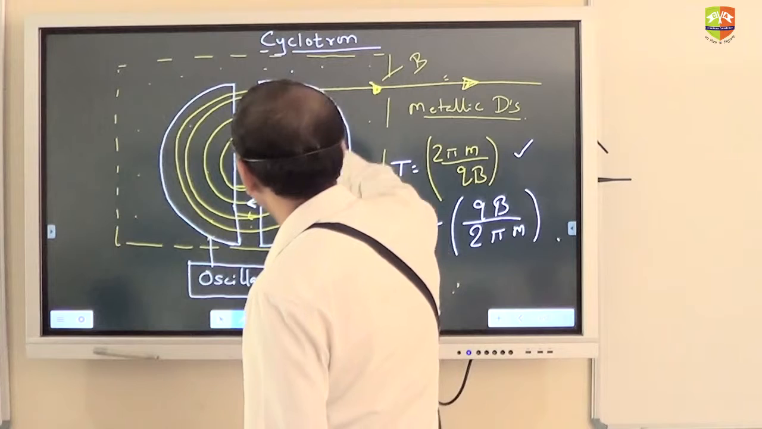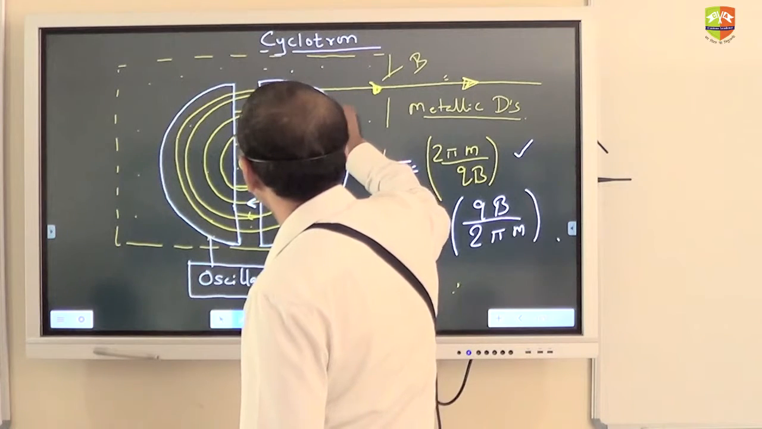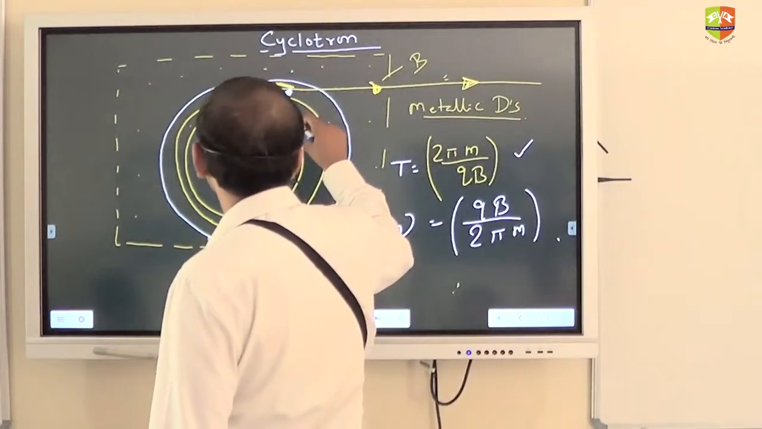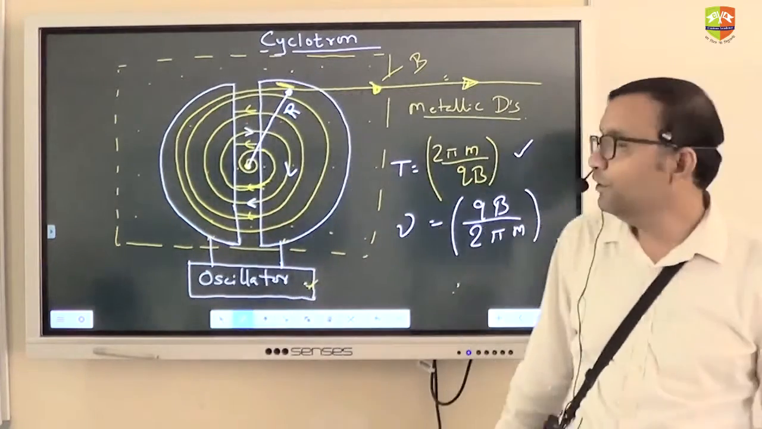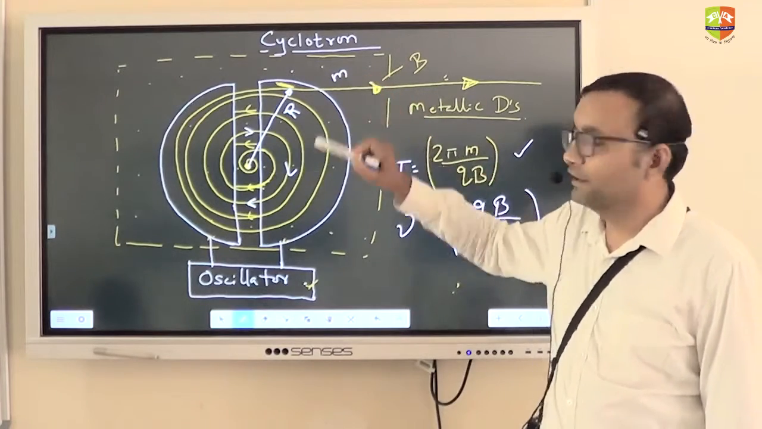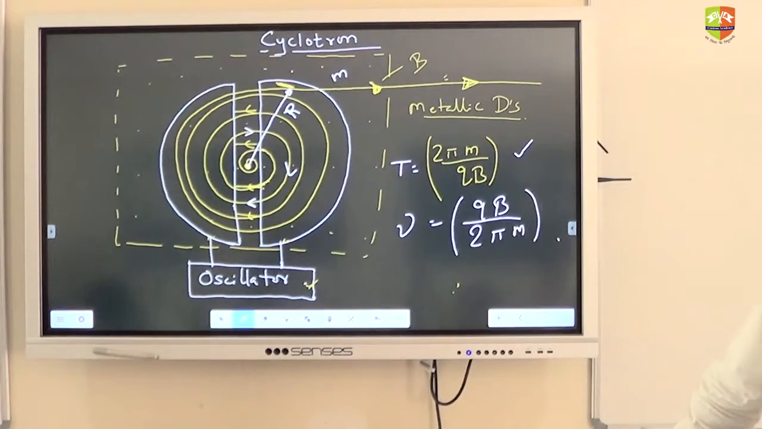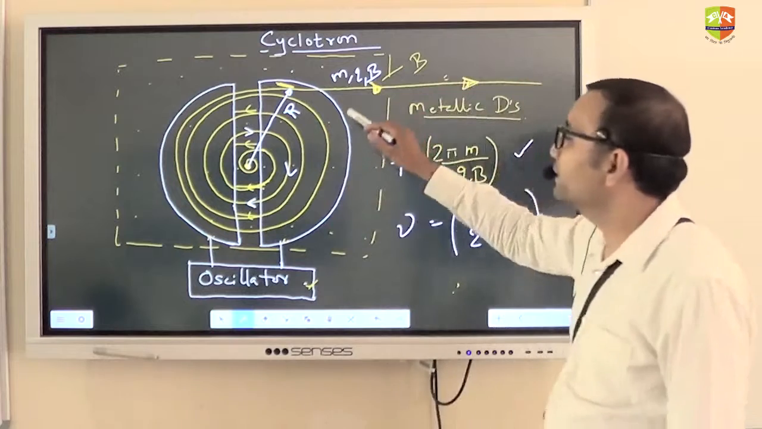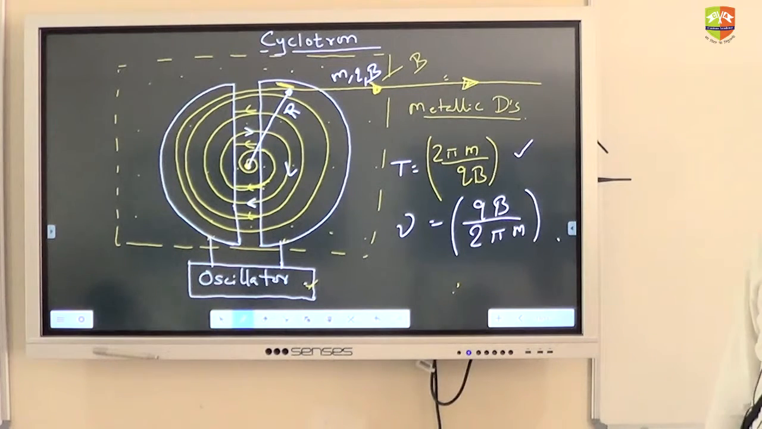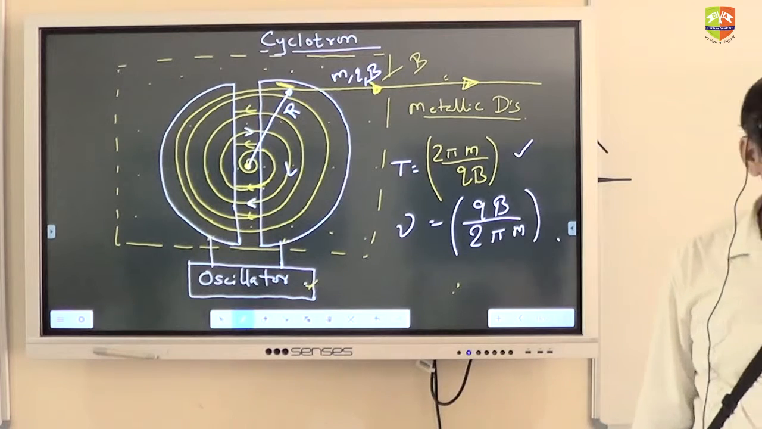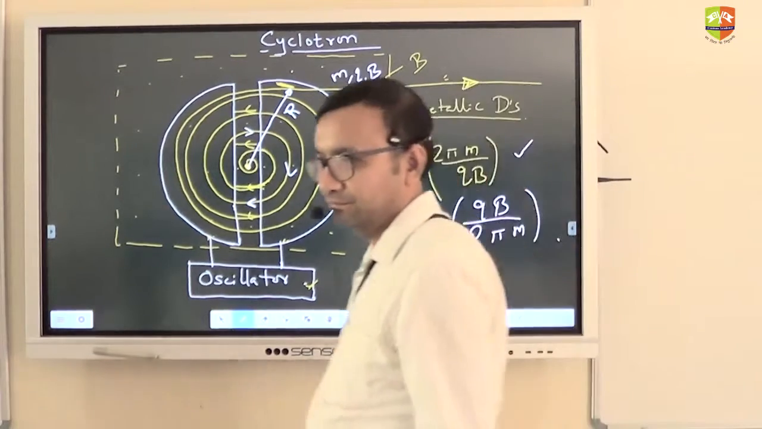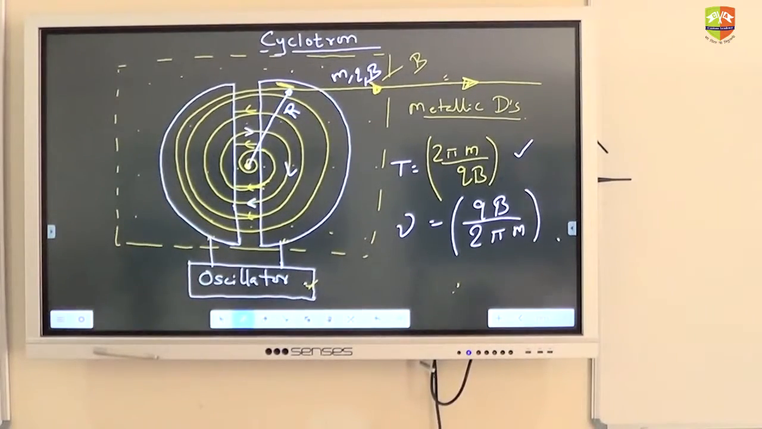Suppose the radius of the D is R. Okay? The radius of the D is R. Can you find out, if mass m is given, and what else? Mass m is there, q is there, and the magnetic field is given. Can you find its maximum possible kinetic energy when it comes out? Try doing it. If I tell you the radius, its velocity is fixed. Yes, so you don't need to know anything else. You don't need to know what the electric field is.